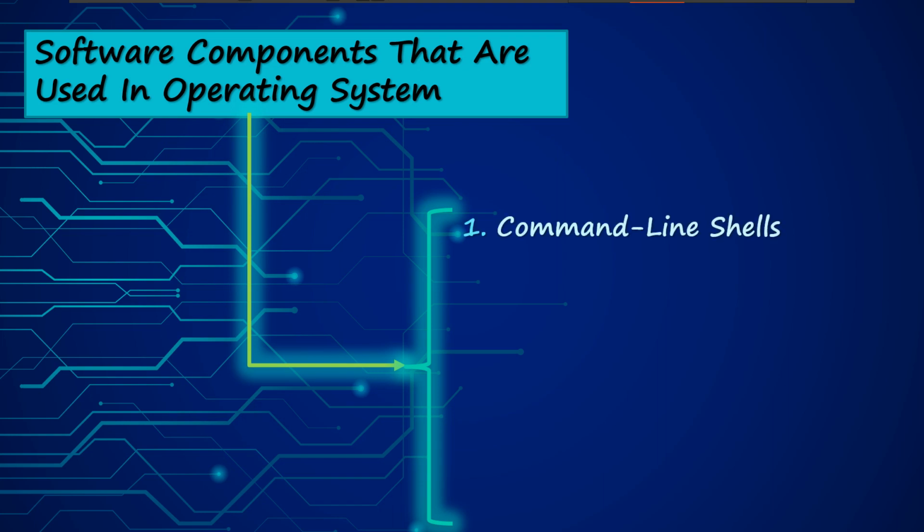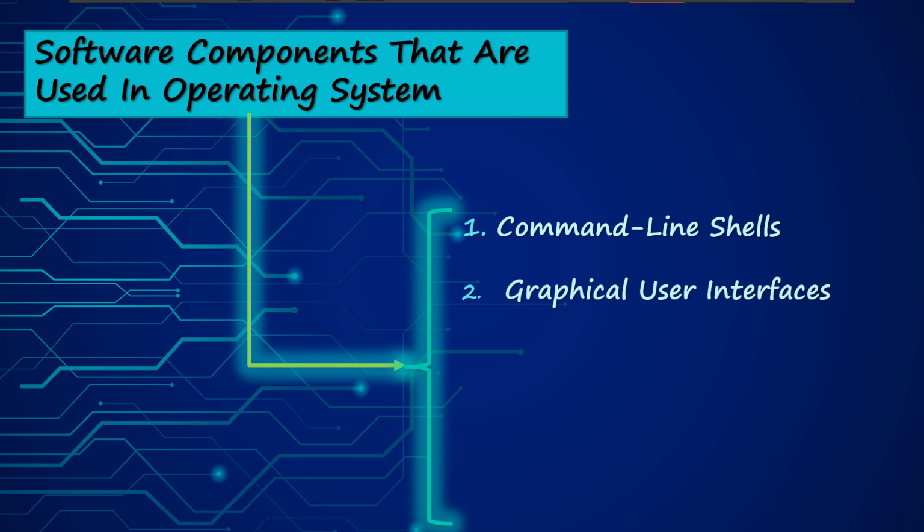Now let's see software components that are used in an operating system. Command line shells. Years ago, users interacted with computers exclusively by typing commands in a program, also known as a shell, that accepted such commands. The commands would rename files, launch programs, and so on. Many different shells are available, and which shells are available and popular differ from one OS to another. In Linux, a shell known as the Bourne Again shell, or Bash, is popular.